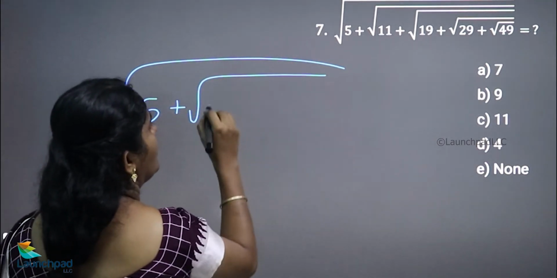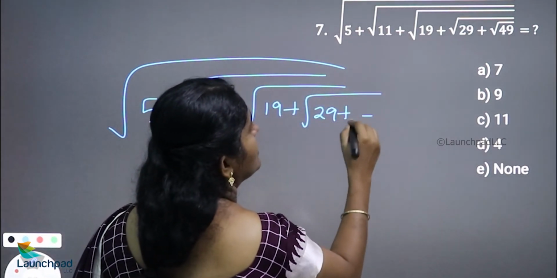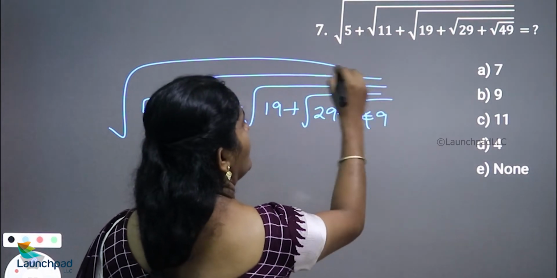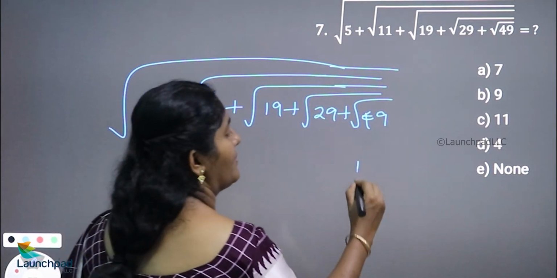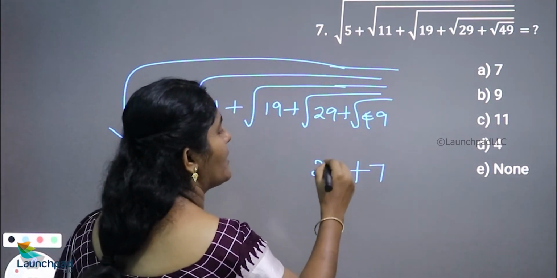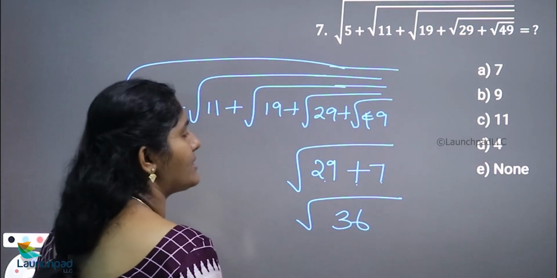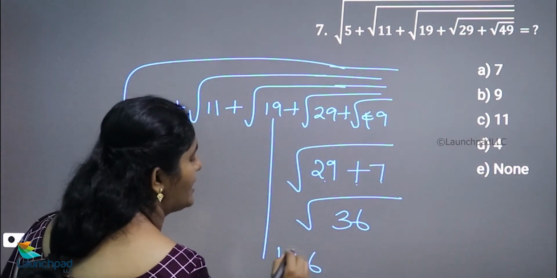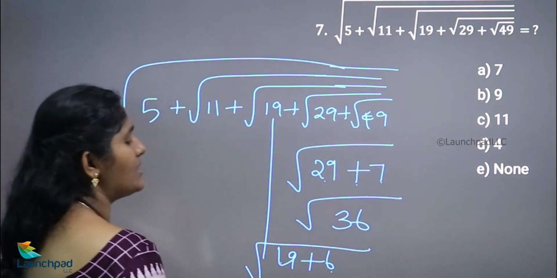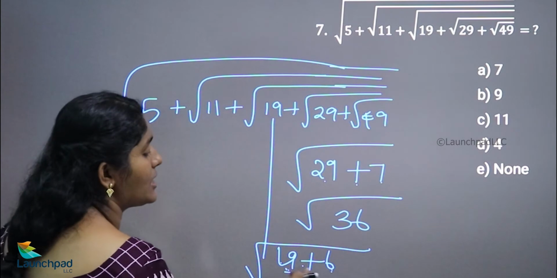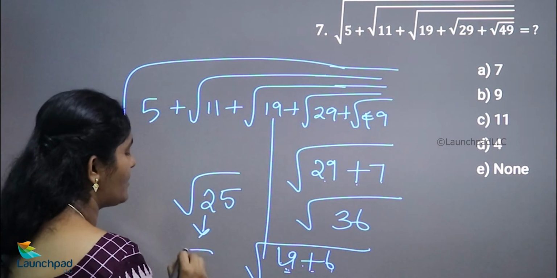Root of 5 plus 11 plus 19 plus 29 plus root 49. Take down the square root of 49. What is the square root of 49? 7. Add the 7 to 29. So 29 plus 7 is 36. What is the square root of 36? 6. Add the 6 to 19. 19 plus 6 is 25. So the square root of 25 is 5.